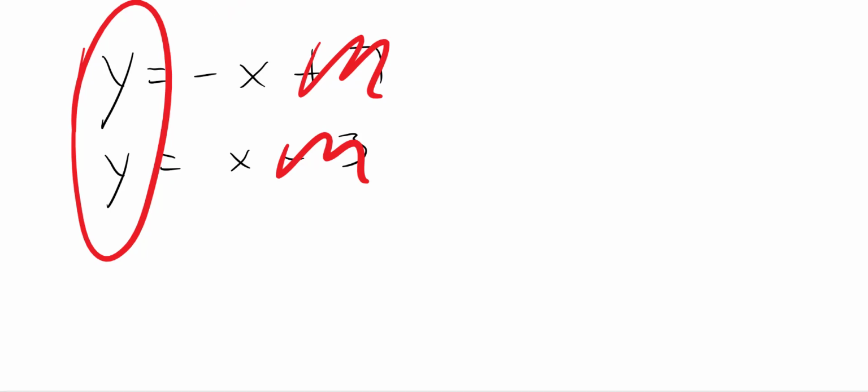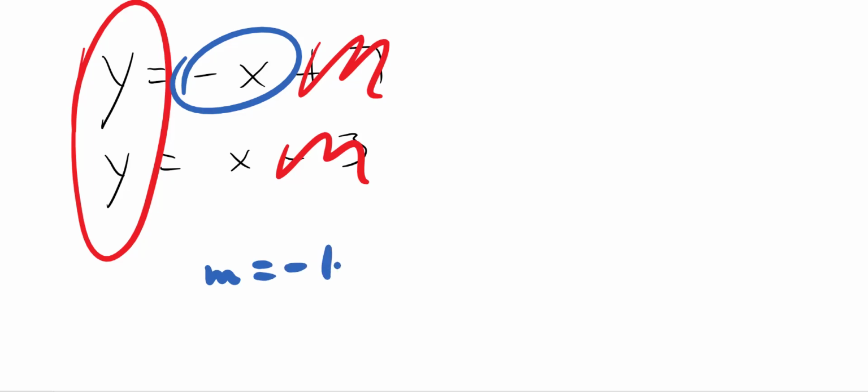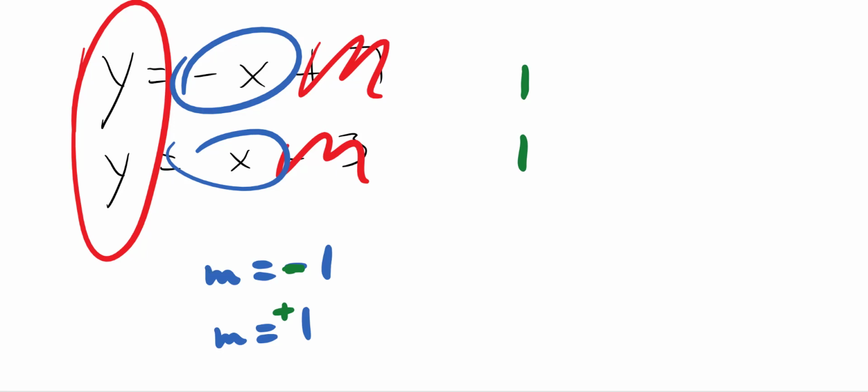So let me write them out. For this one, the slope is negative 1, and for this one, the slope is positive 1. And remember what I told you just 2 minutes ago, these are opposite reciprocal. Because first of all, they're definitely opposite. I see a negative and I see a positive, right? And are they reciprocal? Sure they are, because if I take the reciprocal of 1, I get 1. 1 over 1 is 1.